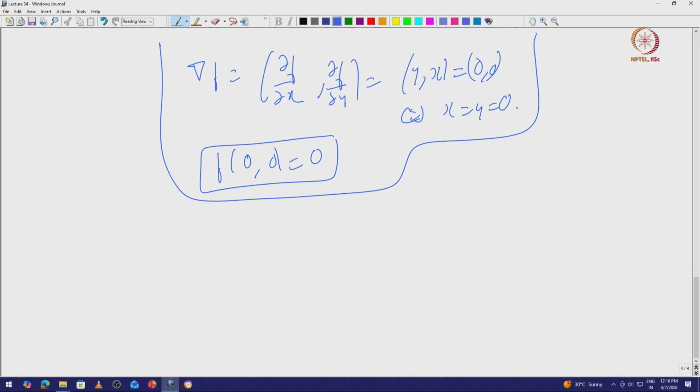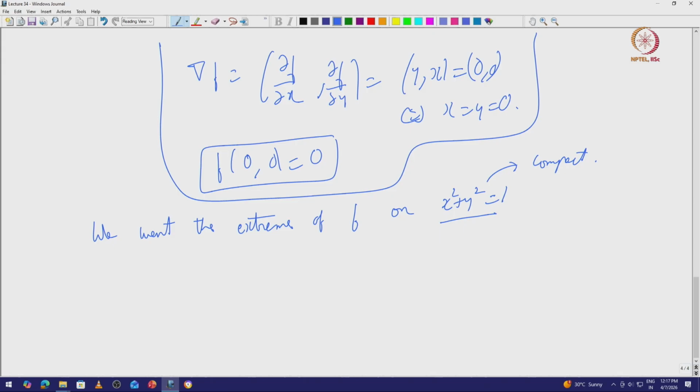Now we want to look at the behavior of f on the boundary. We want the extrema of f on the set x square plus y square equals 1. Now notice that this is also closed and bounded, this is also compact, and therefore the extrema of f do exist. The question is, how do you find them?